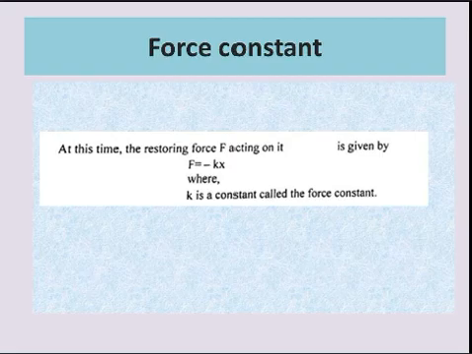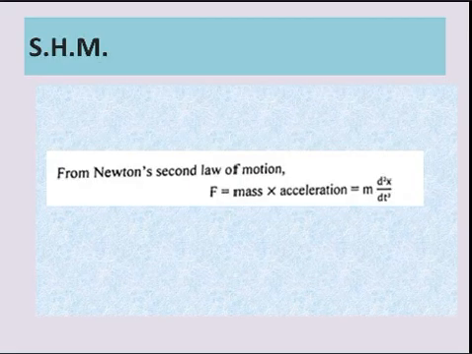The restoring force acting on any body is given by F is equal to minus kx, where k is a constant, also called the force constant. Maybe they will give you the value of F, they will give you the value of x, and they will ask you to find k, the force constant. Again, this slide is very important from numerical point of view. From Newton's second law of motion, F is equal to mass into acceleration, and we can write acceleration in differential form. So the equation becomes F is equal to m into d2x upon dt square.